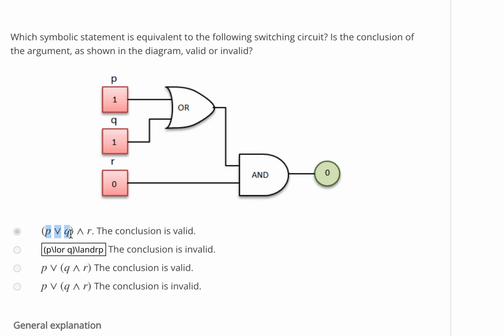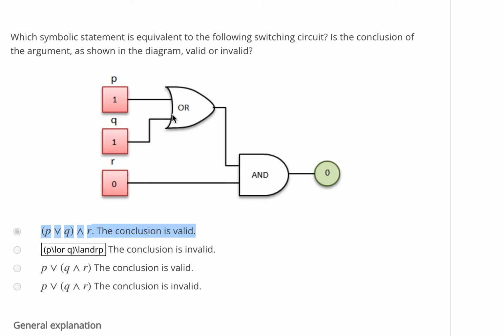The first step has P or Q. And then if we look at just the switch statement, the result of that gets fed into an and statement. So P or Q in parentheses and R. So this is the correct one. Okay, so it's really about reading it left to right.